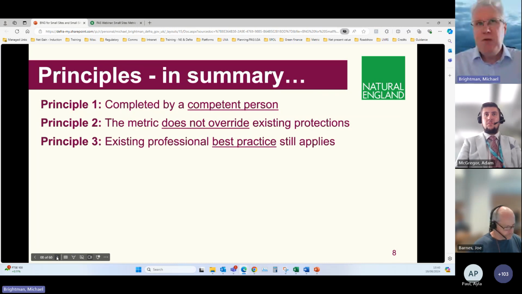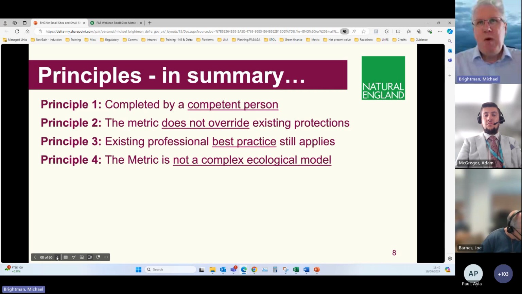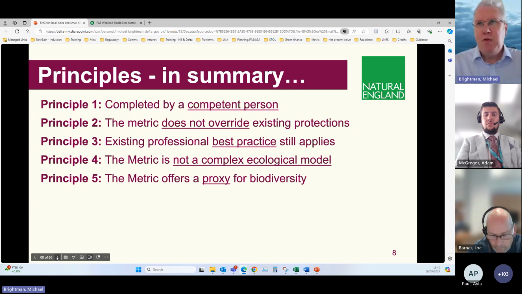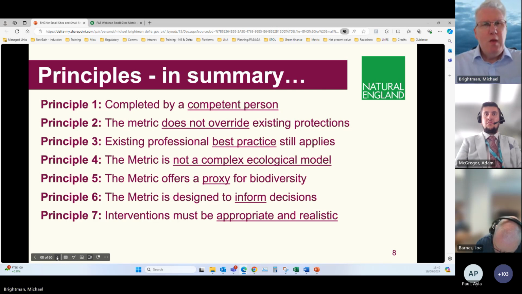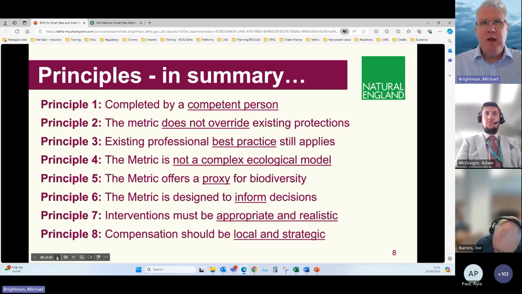Existing professional best practice still applies, and Principle 4 reminder that the metric isn't a complex ecological model, but it does offer a proxy for biodiversity, and it's designed to inform decisions. So in itself, it's not a decision-making tool, but it informs decisions through conversation around its outputs. Any intervention must be appropriate and realistic, and compensation should be both local and strategic. Indeed, the multipliers in the metric incentivize that, the local through the spatial risk multiplier, and the strategic through the strategic significance multiplier.